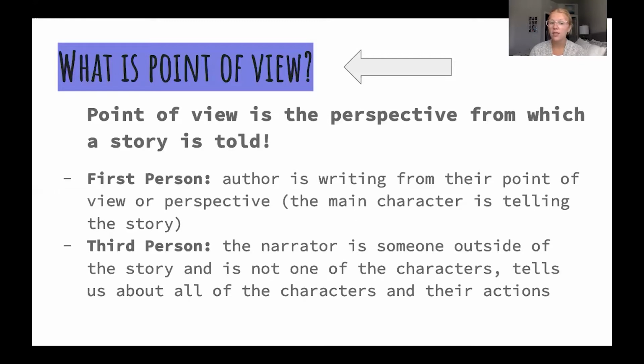So again, in third person, the narrator is not one of the characters. The narrator is someone from outside of the story. And the narrator is telling us about all of the characters and their actions. Whereas in first person, the narrator is a character in the actual story.